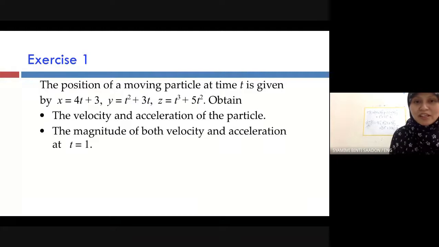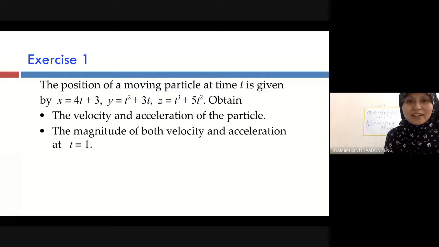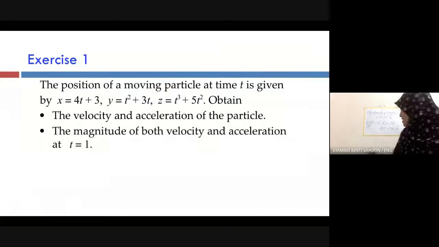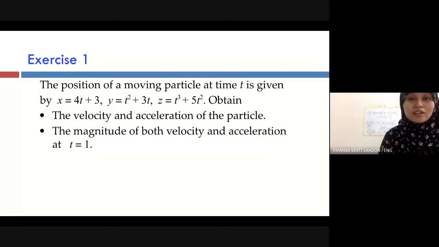So the velocity is 4i plus (2t plus 3) j plus (3t square plus 10t) k. And then for the acceleration, of course, we have to differentiate to second order. I'll just give the answer: 0 for i, 2 for j, and 6t plus 10 for k. So this is the acceleration.